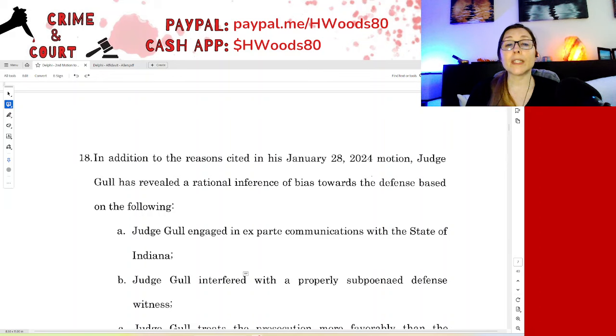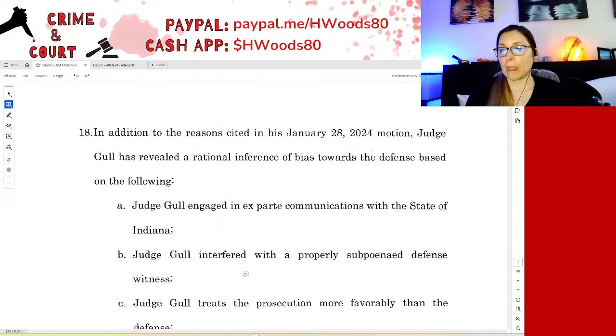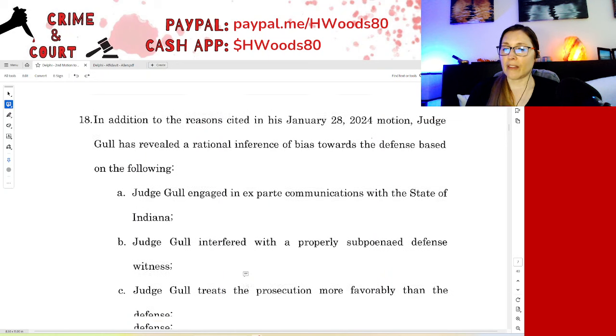Oh, Nick, you want something? Nick McLeland, prosecutor? Sure, I'll give that to you, but Allen's attorneys want something, I'll just make them wait or deny without a hearing. All right, 18. In addition to the reasons cited in his January 28th motion, Judge Gull has revealed a rational inference of bias towards the defense based on the following.